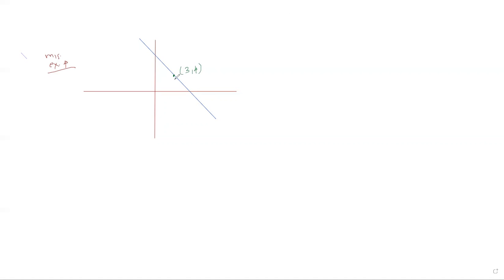And it cuts off intercepts from the coordinate axes such that their sum is 14. We don't know the x-intercept, let the x-intercept be a. We don't know the y-intercept, let the y-intercept be b. What is given is a plus b is equal to 14. Now we have to find the equation of the line. We know that the equation of the line in intercept form is x by a plus y by b is equal to 1. This is the equation of the line.